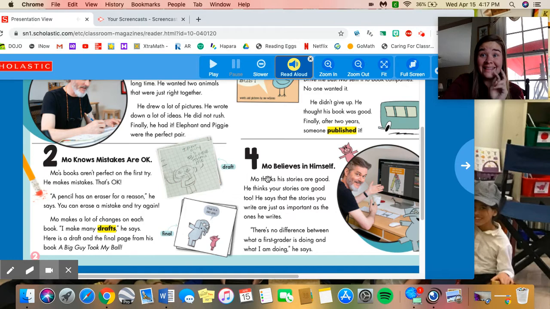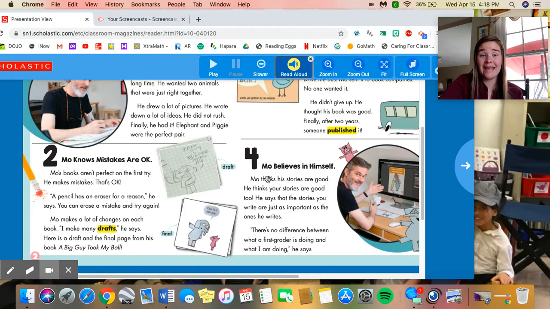So the second thing that it tells us about Mo Willems is that he knows that mistakes are okay to make. Not everything's going to be perfect. And I tell you that too. The reason that we use a pencil in first grade is because we make lots of mistakes in first grade. I'm an adult and I still make plenty of mistakes. And Mo Willems, the author that's very successful, makes mistakes too. Mr. Fletcher makes mistakes. Your mom and dad make mistakes. Your big siblings make mistakes.